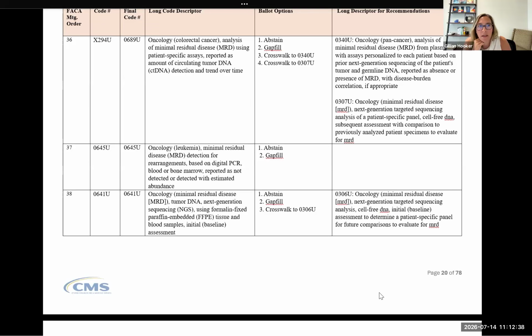Megan, did you say something? Sorry. No. Okay. Also, an assessment and follow-up to a previously analyzed sample. In this case, for the same reason as above, because 0340U is an ADLT and 0307U is not, the panel recommends crosswalk to 0307U.